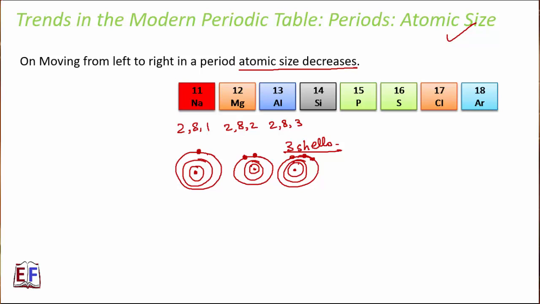But as the atomic number increases, the number of protons in the nucleus also increases. So the number of protons, the positive charge, also increases. Therefore, the power to attract the negatively charged electrons also increases. As a result, the size shrinks. The number of shells is the same, but with an increase in atomic number, you have more positive charge in the nucleus. Therefore, you have more power to attract the electrons. As a result, overall the size shrinks and therefore atomic size decreases.